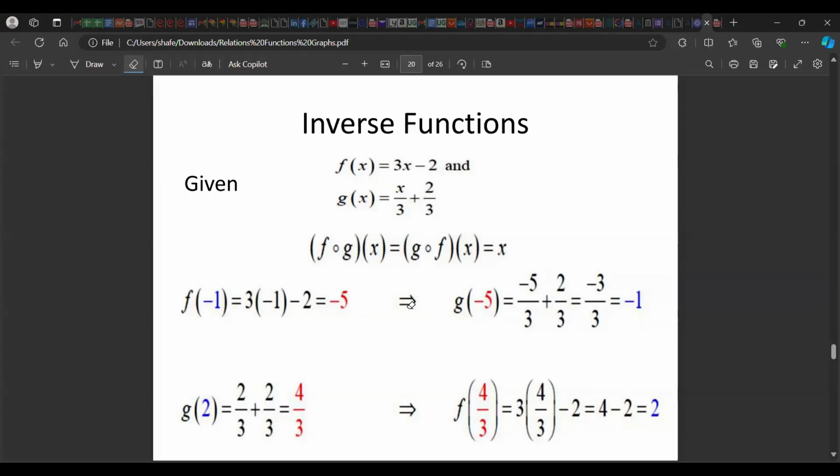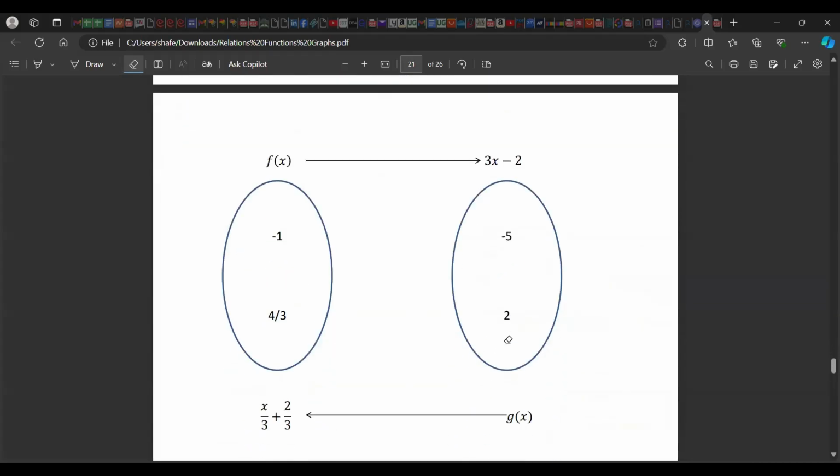Let's go to the process. This is a little complex here. Let's go to how you find the inverse. And this is to illustrate what we're talking about. f(x) takes -1 and 4/3 and gives you -5, 2. g(x), which is the inverse of f(x), will take -5 and 2 and give you -1 and 4/3. You can try it at home and see if that's not true.